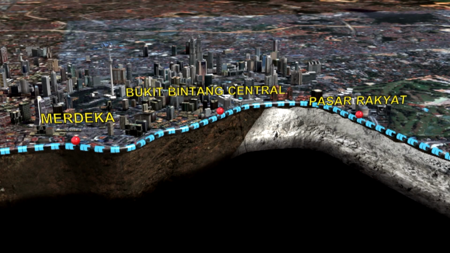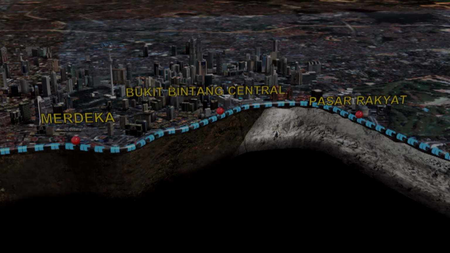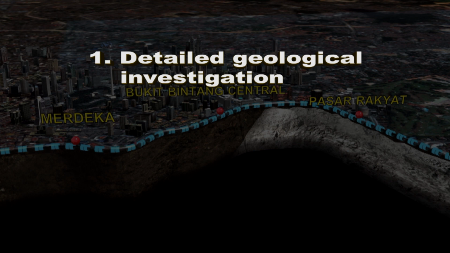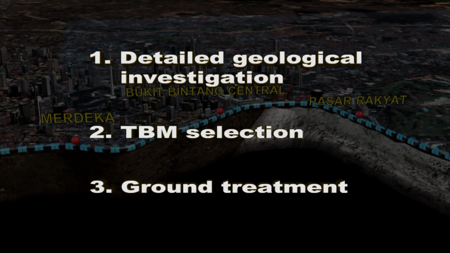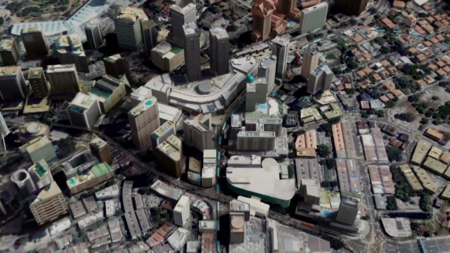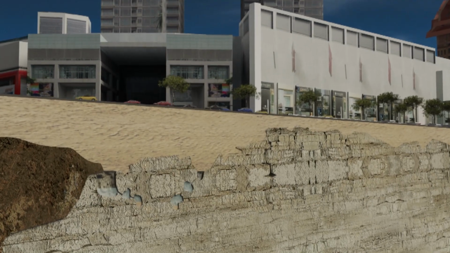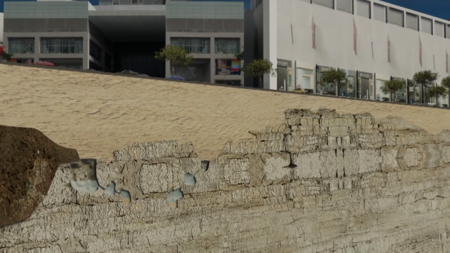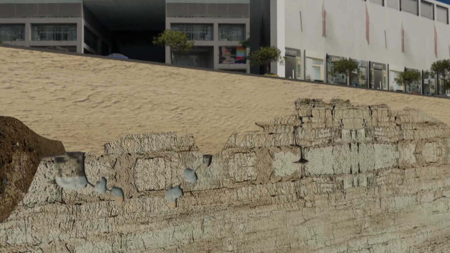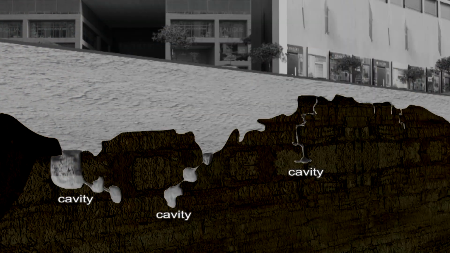The answer to tunneling in highly karst limestone formation is a combination of detailed geological investigation, TBM selection process, and ground treatment. Ground treatment, such as jet grouting, compaction grouting, and fissure grouting, will be performed at areas with weak ground strata and to fill cavities.